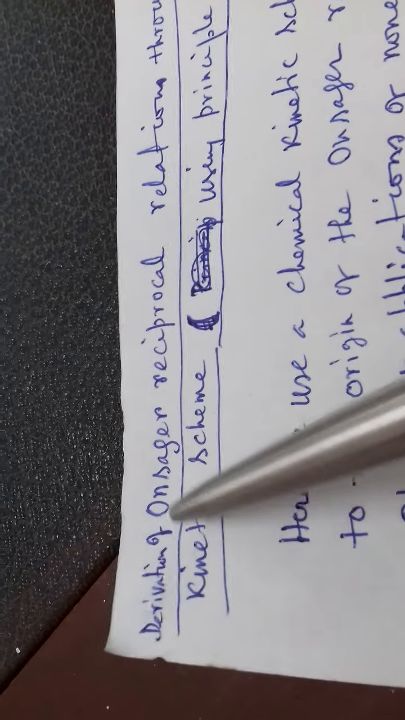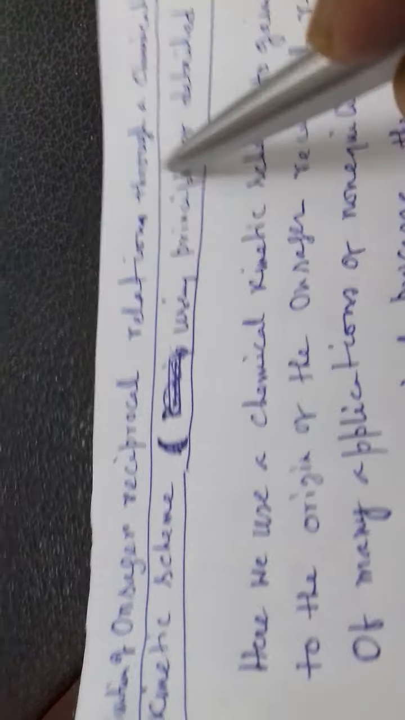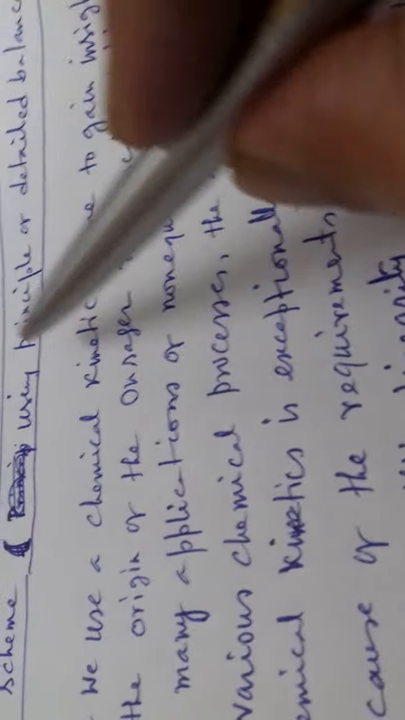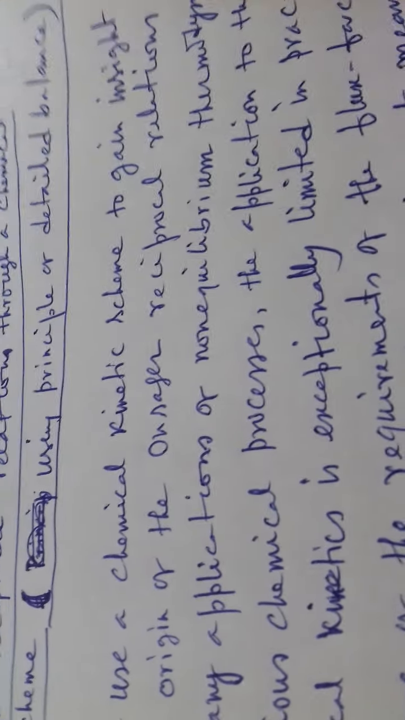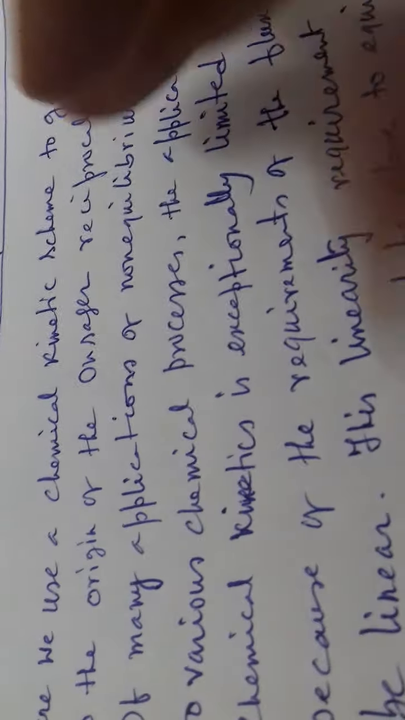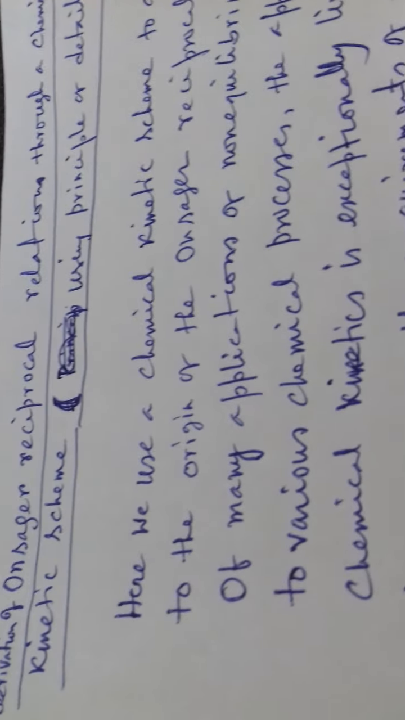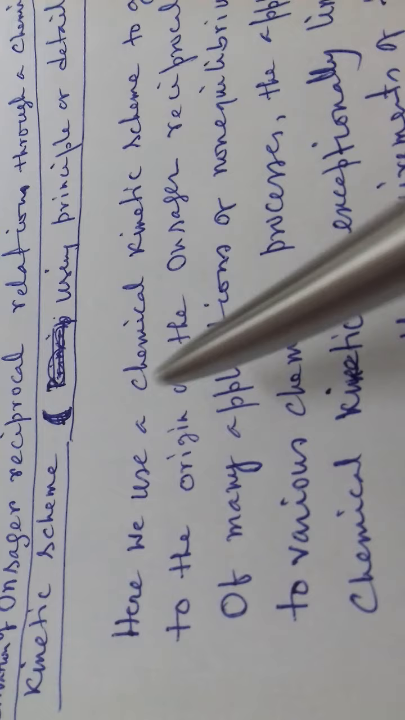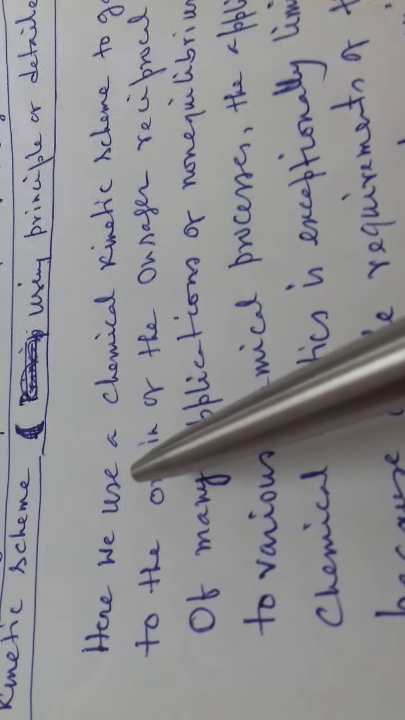Now we are going to establish, rather we are going to derive the Onsager reciprocal relationship through a chemical kinetic scheme. Basically, we will be using the principle of detailed balance. We'll come to what the principle of detailed balance is in due course. Okay. So it is a lengthy discussion. We may divide it into two parts at least.